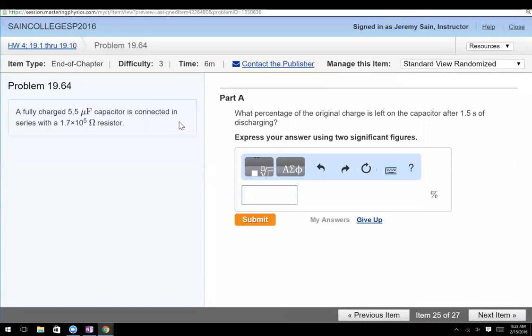All right, we have a fully charged 5.5 microfarad capacitor. It's connected in series with a that resistor. What percentage of the original charge is left on the capacitor after that long of discharging? Okay, this one we haven't actually talked about, but let's do this real quick.